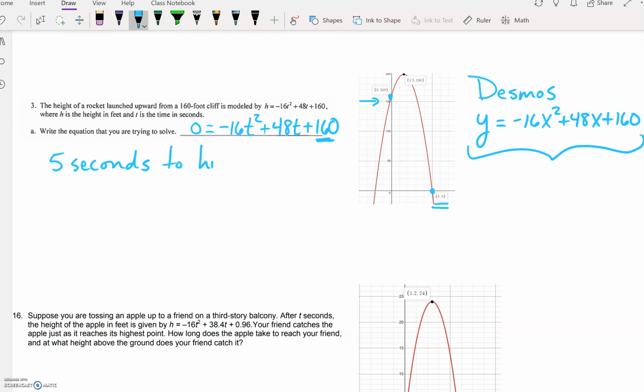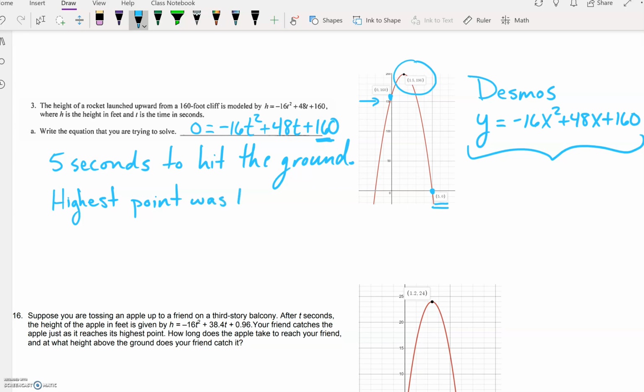to hit the ground. Now, if the question was asking you what was the highest point that the rocket reached, we could come over here to our vertex and see that the highest point the rocket ever was turned out to be 196 feet. Okay, and that happened at 1.5 seconds. So you want to see how you can use your graph to answer those questions that are being asked. And we have one more.